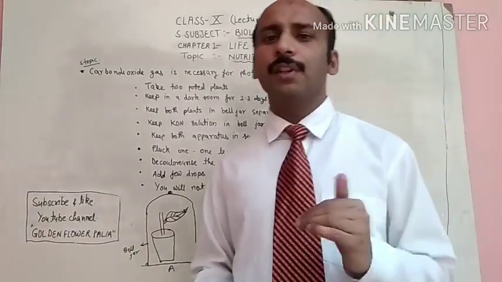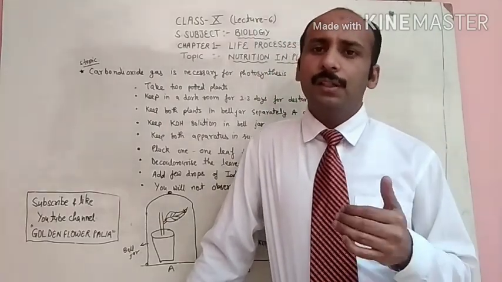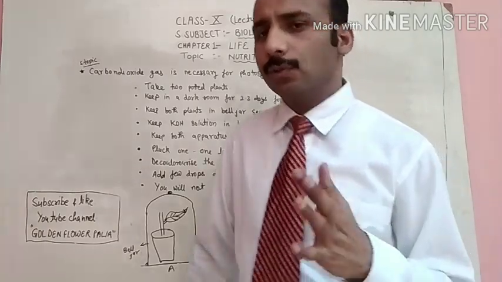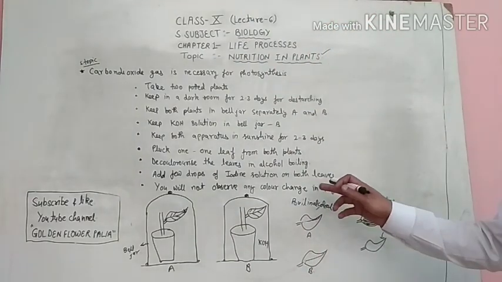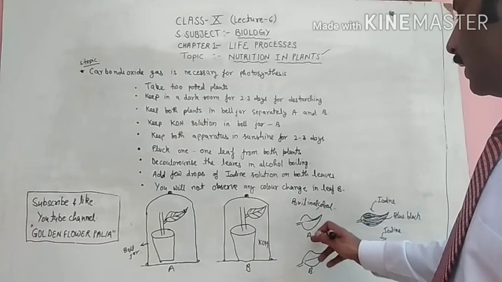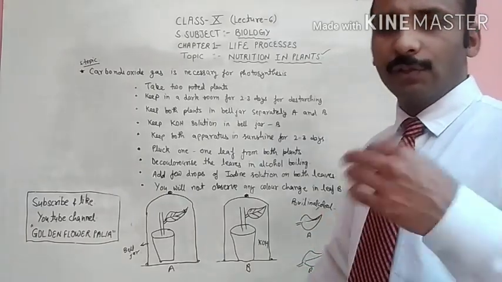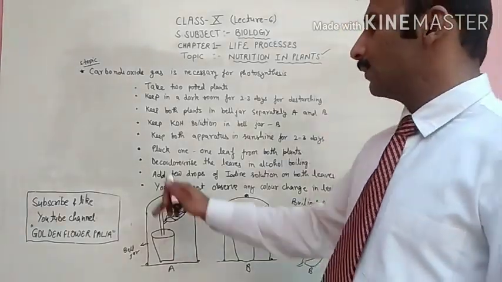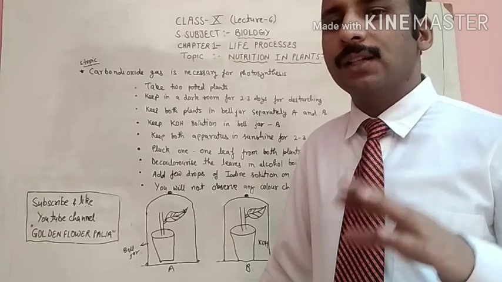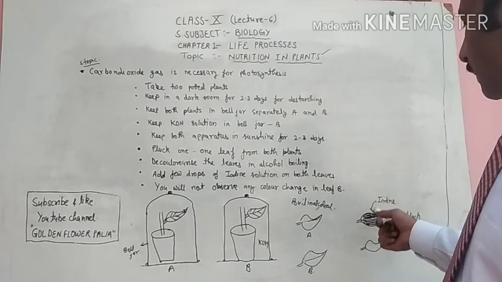After that, the color will be observed on the leaves. Otherwise, on the green leaves, we will be unable to see the blue black color clearly. So what do we have to do? The next step is to boil in alcohol. When the leaves are boiled in alcohol, they will become decolorized, or you can say colorless. After that, we have to do the same experiment.